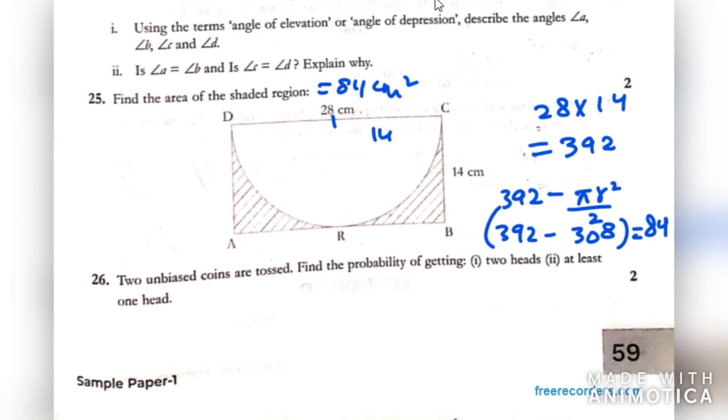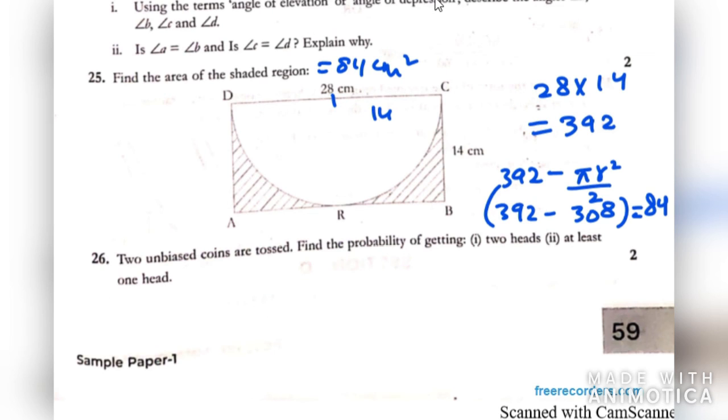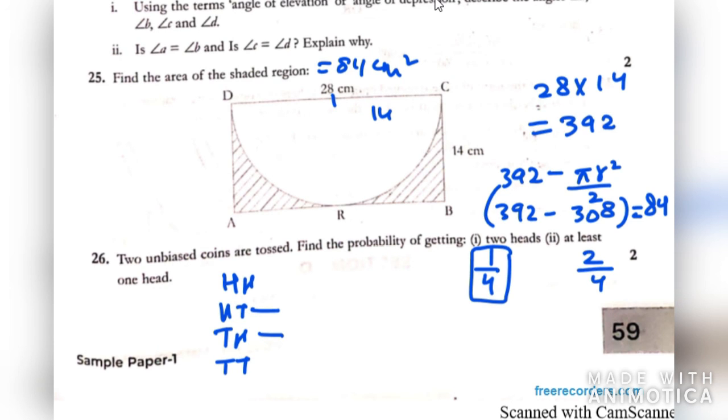Now in the next one, it says 2 unbiased coins are tossed. Find the probability of getting 2 heads, and at least 1 head. So the outcomes are HH, HT, TH and TT. Now it says 2 heads. 2 heads is only 1. So out of 4, we have 1 probability that it will be 2 heads. And in the second one, it says at least 1 head. So we get in this, we get in this. So it will be 2 over 4 or 1 over 2.